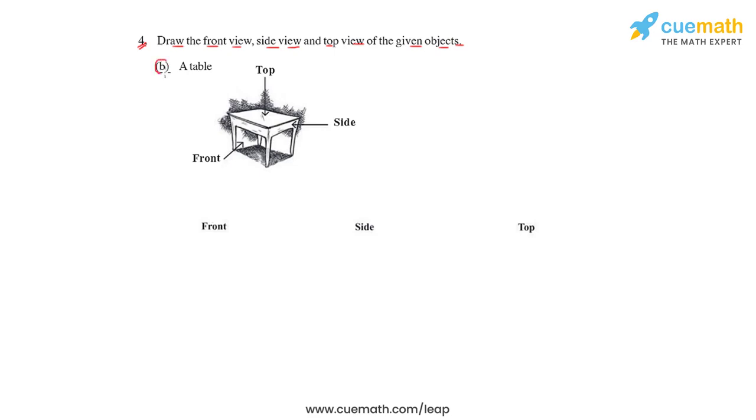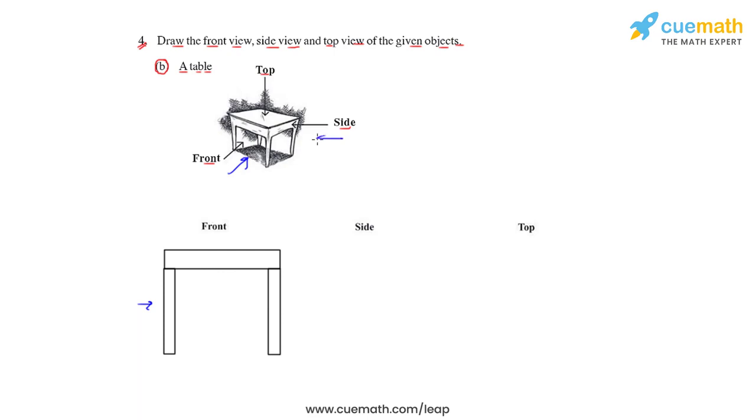Now the next object is object B, which is a table, and we again see that all the three views are marked. If we view this table from this side, that is the front side, we'll observe the two legs of the table, and if we observe the table from its side, we'll observe the view to be this, where we see there is a difference between the front view and the side view because the distance between the two legs differs.